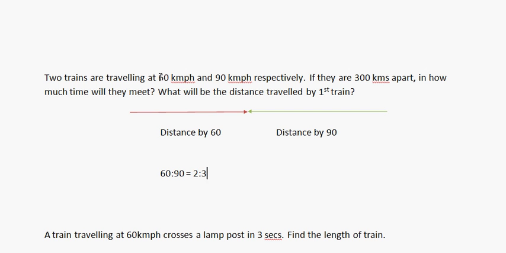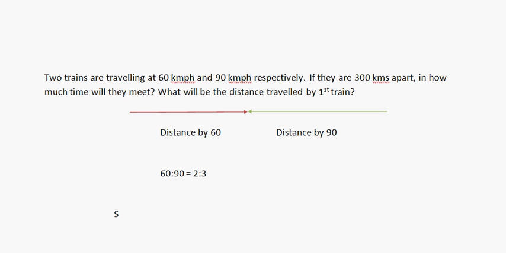Now 60 kilometers per hour is the speed of the first train, 90 kilometers per hour is the speed of the second train, and they are traveling in the opposite direction. So we would define relative speed as the sum of these two speeds, which is 60 plus 90, and this is equal to 150. So relative speed is 150 and relative distance between them is 300. So they would meet after 300 by 150, which is equal to 2 hours, right?